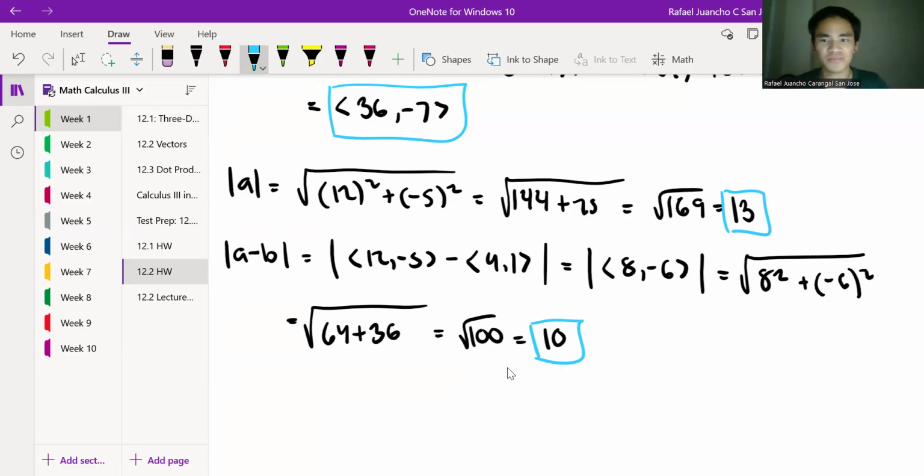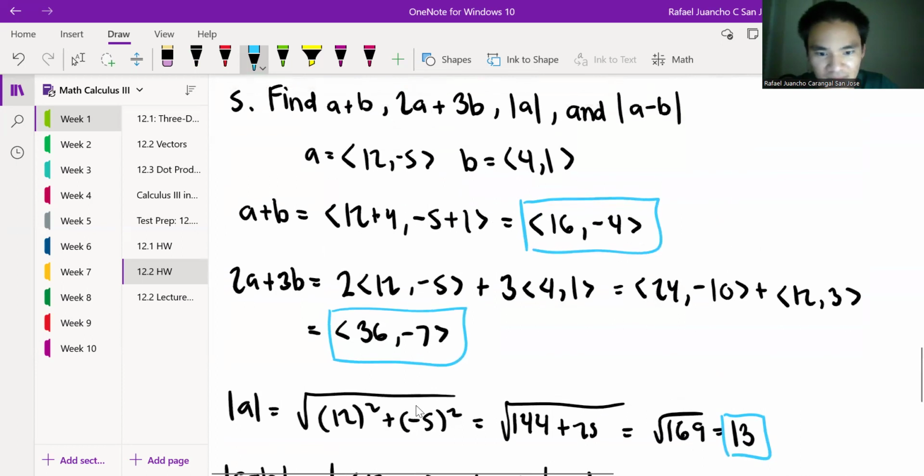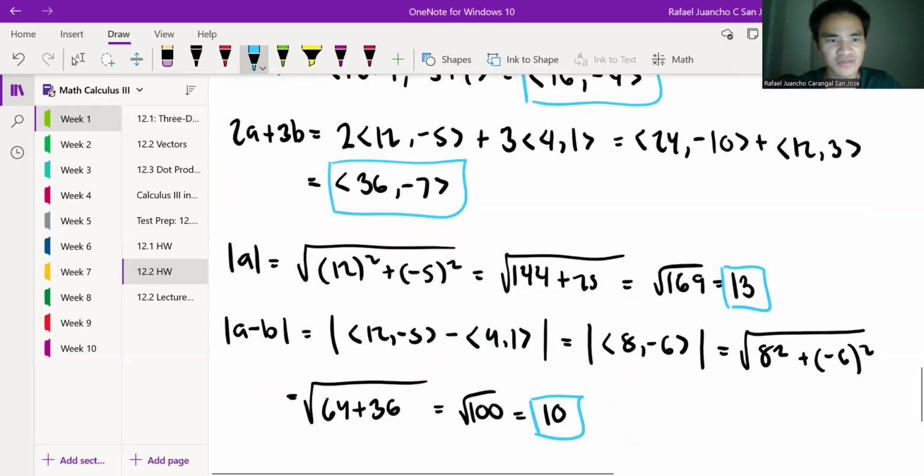Yeah. I'm going to plug in these answers and we'll see. So I have 16, -4. So here I'm referring to a vector. 2a plus 3b is 36 and -7.